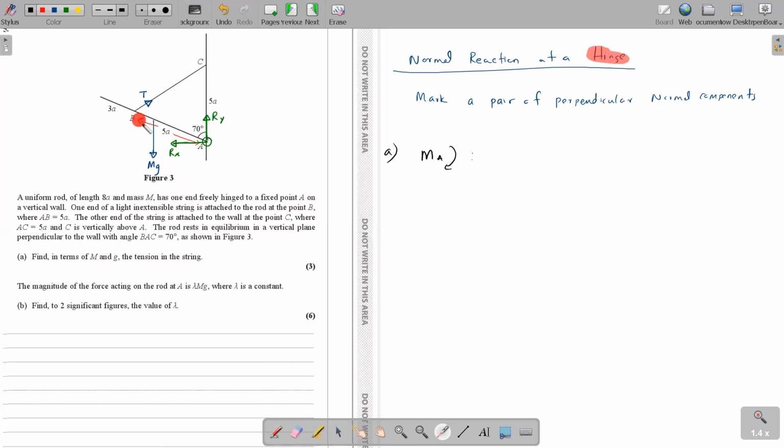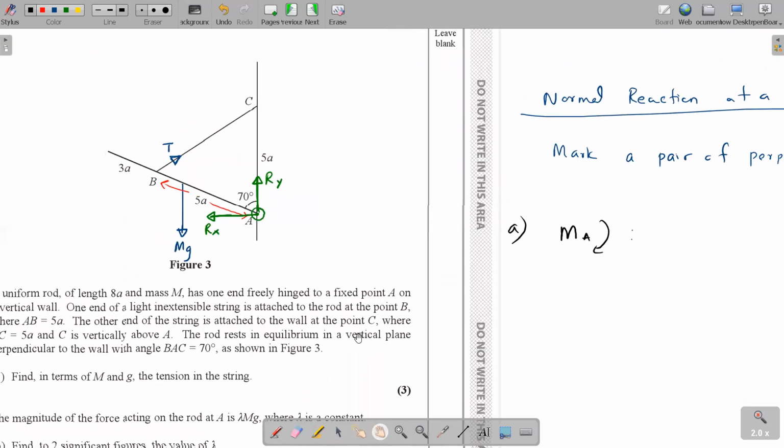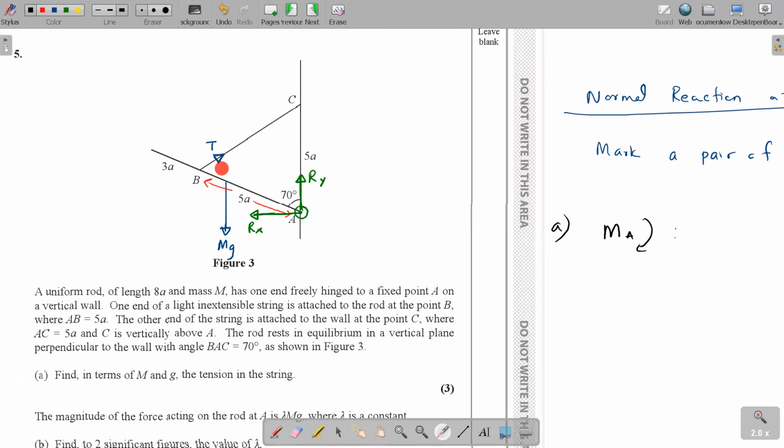Children, if you're taking moments around A, again, you need to think about these forces. You have to resolve them. So let me make it a little bit bigger. This tension needs to be resolved. How do you resolve this? Now you can see here, AB and AC are 5a, which means this is an isosceles triangle. In an isosceles triangle, angles at the base are equal. These two are the base angles. How much is the base angle? 180 subtract 70 and divide by 2. How much is it?